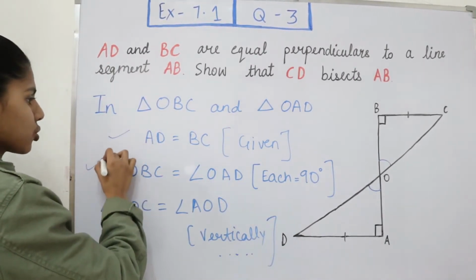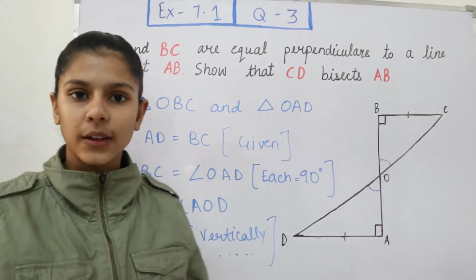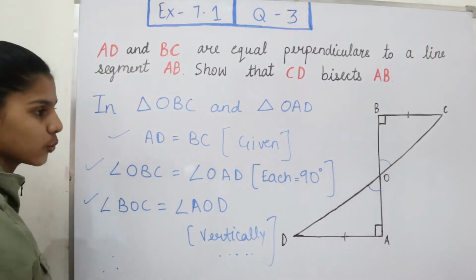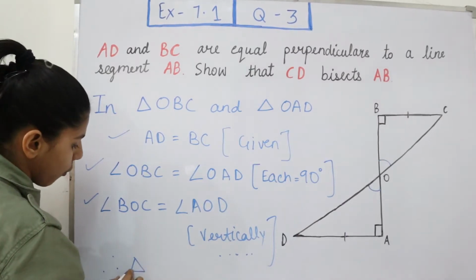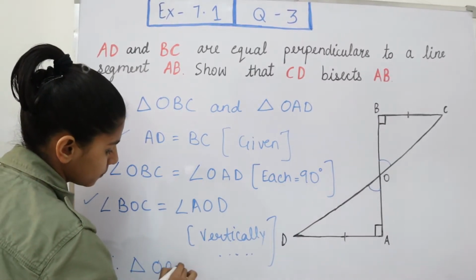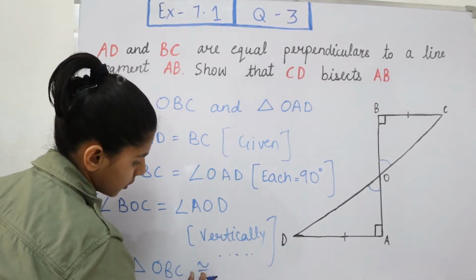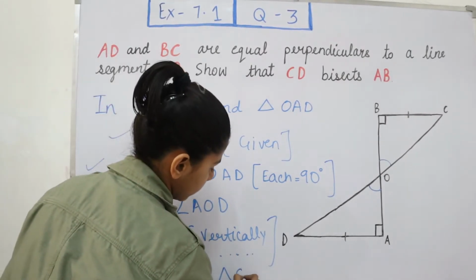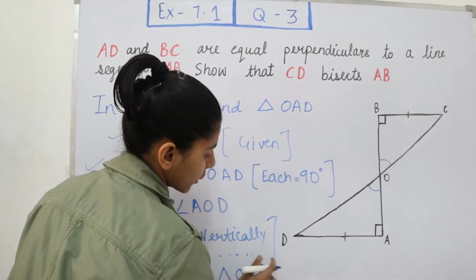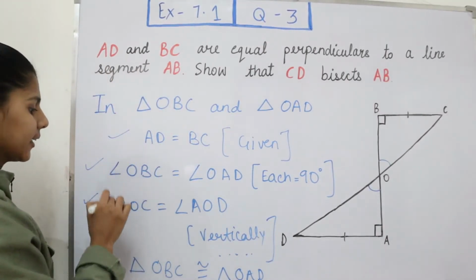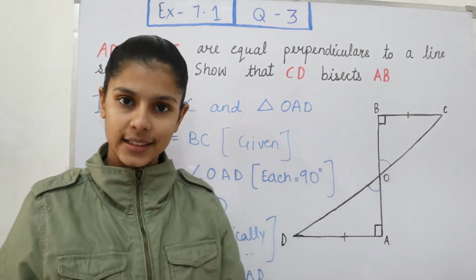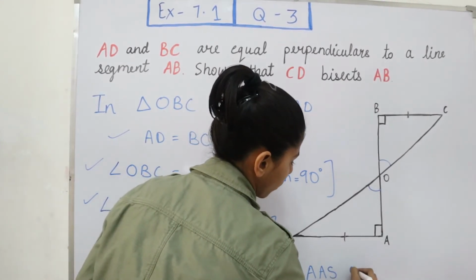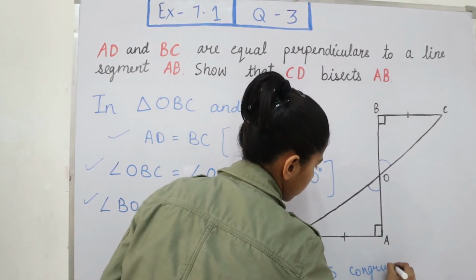So we have got three conditions, one side and two angles. So hence we can write that both the triangles are congruent. And by which congruence rule? Therefore, triangle OBC is congruent to triangle OAD. We have got one side and two angles, so it will be angle side. So we will write they are congruent by the angle side, AAS, congruence rule.